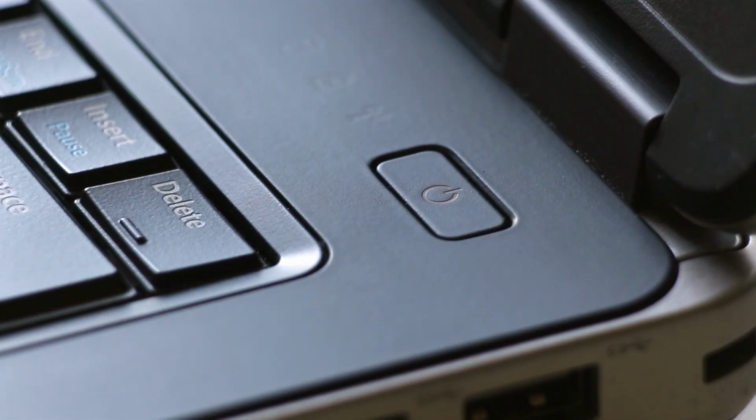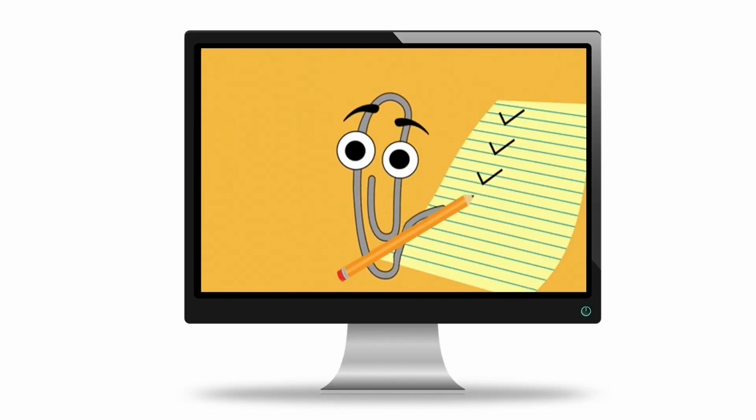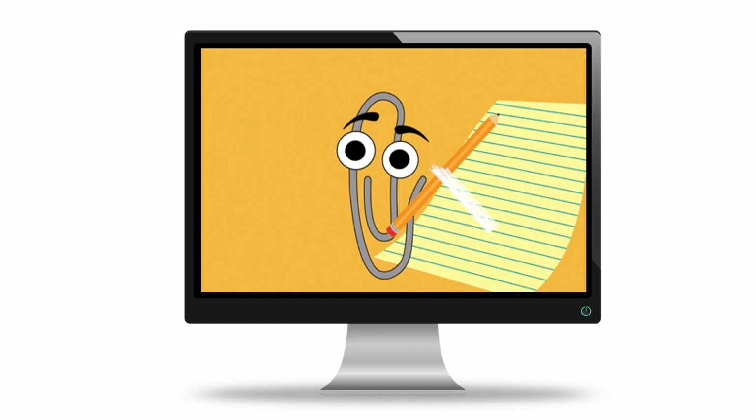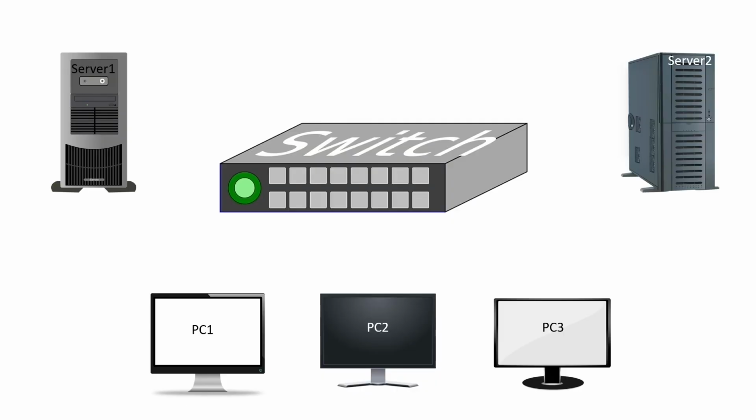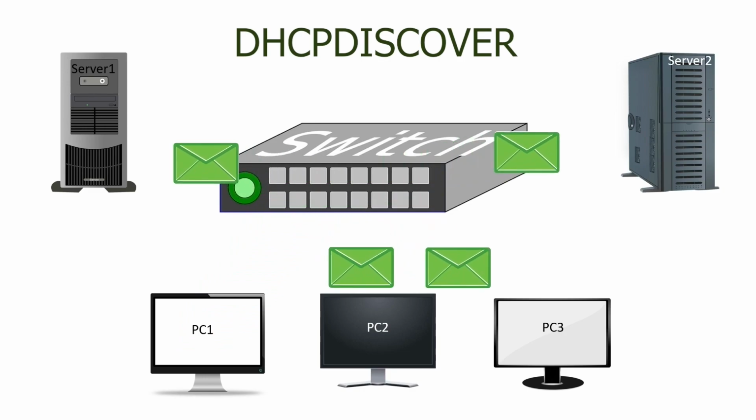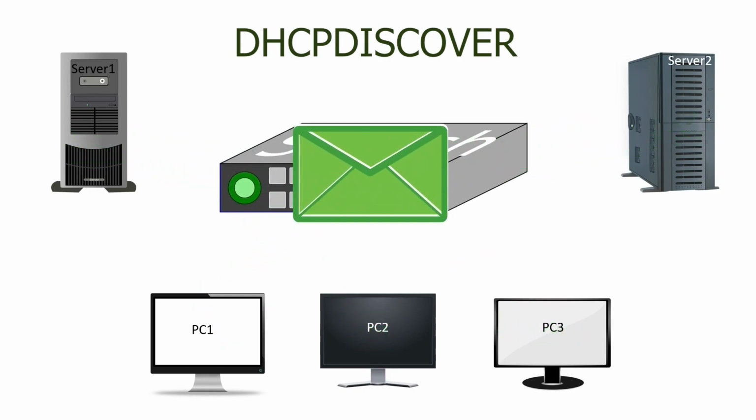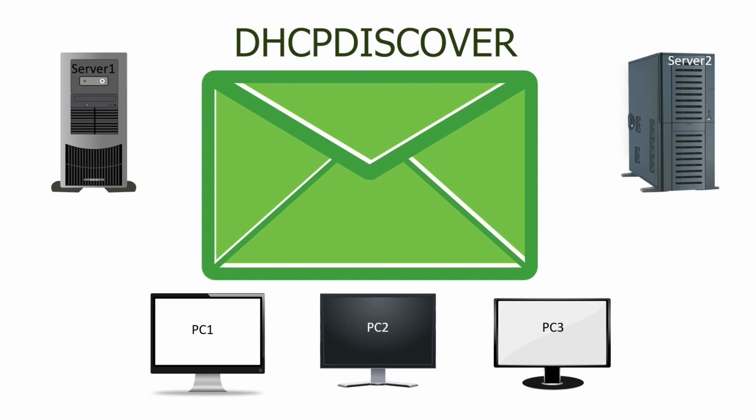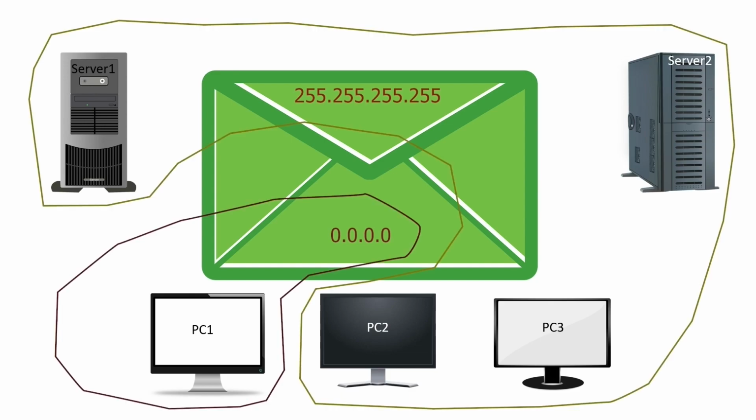When we start a device, it checks whether a valid IP configuration is available. If it is not available, the device generates a special message known as the DHCP discover message and broadcasts this message on the local LAN segment. In this message, the device uses the addresses 0.0.0.0 and 255.255.255.255 in the source and destination address fields.